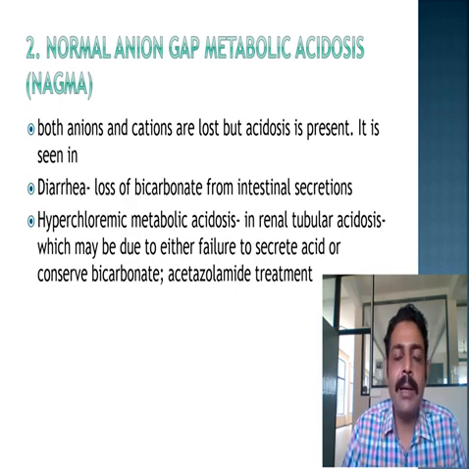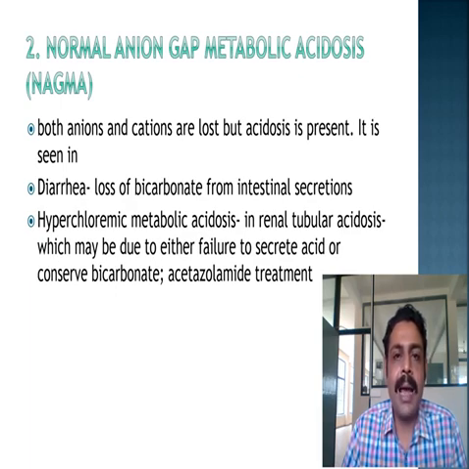But here, the second one is a normal anion gap. It happens in diarrhea. So in diarrhea, what happens? The bicarbonate secretion from the intestine will be lost. Here, in the blood, the levels will look normal, so there won't be any difference, as both cations and anions are lost. So it looks like a normal level. The anion gap is normal, but the pH will be reduced.